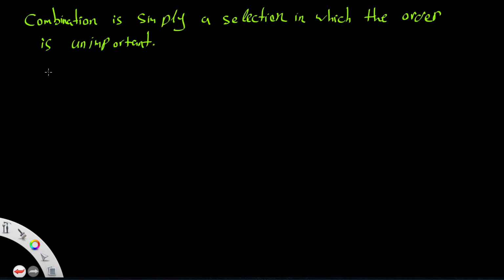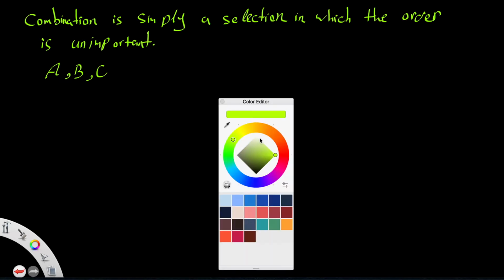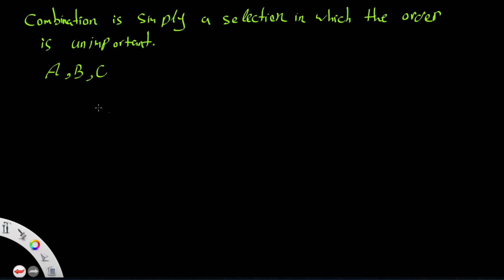Now look at this example. For example, you have three people labeled A, B, and C. And we are going to form a two-member committee out of these three people. Now let's count what possible options there are. The first team can be A and B. You know that here order doesn't matter. The team BA or AB doesn't make any difference.